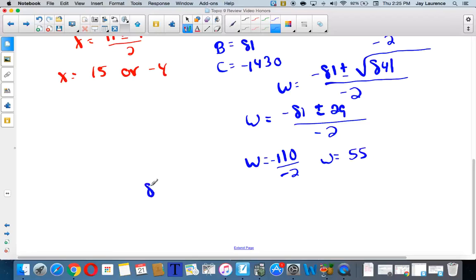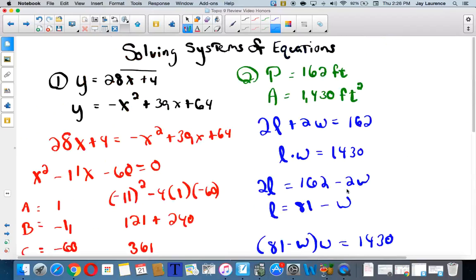All right, if I do negative 81 plus 29, that's going to be negative 52, I believe, right? So then I'm going to have W equals negative 52 divided by negative 2, which is 26. So either the length or the width is 55, and the other one is 26. But let's check it. Let's do 26 times 2 plus 55 times 2. And if I get 162, I'm feeling really good about my answer. And sure enough, I do. Let's try the length times the width. 26 times 55. I'm hoping for 1,430. And I got it. Excellent.